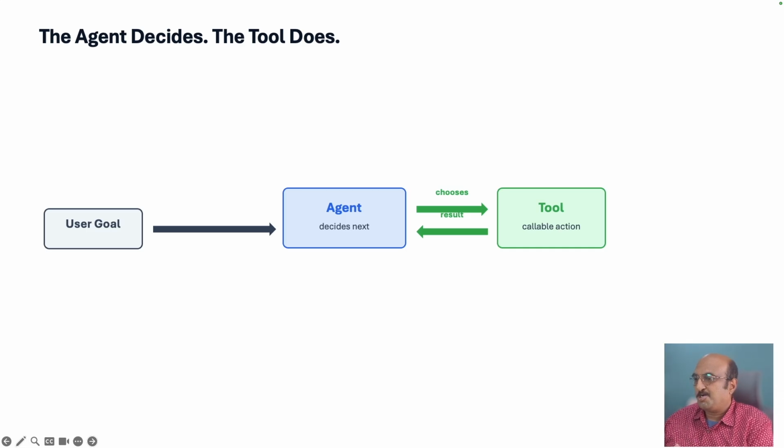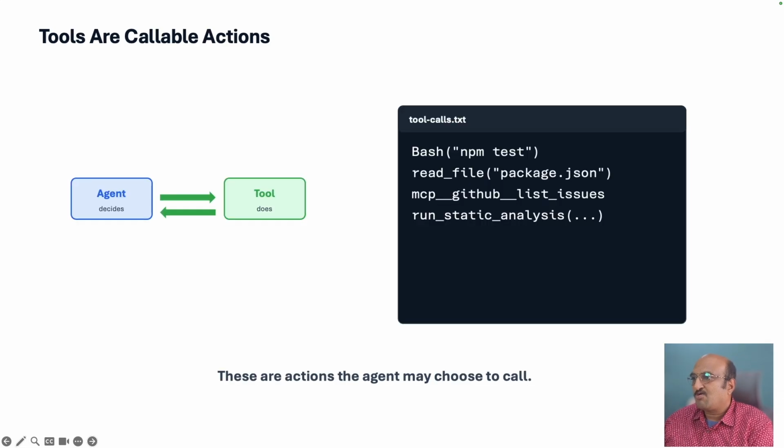and the tool does its work and sends back the result to the agent. So it could be a tool call like the execution of a bash command, reading of a file, or say, for example, you want to access something from the GitHub issues and even do static code analysis. Think of this like a function call. That is what a tool call is. These are the actions that the agent may choose to call.